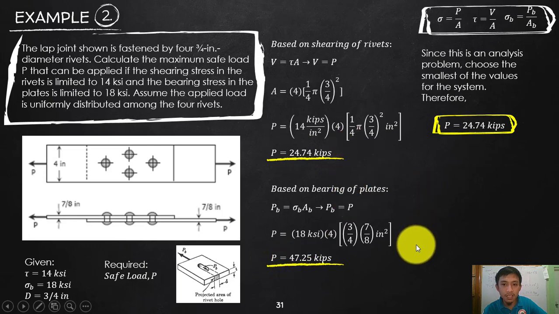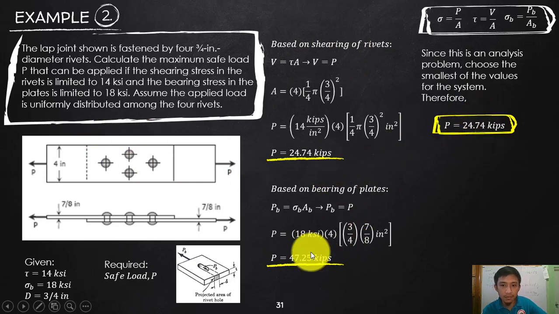As P increases up to 24, still before this 24.74, none of them will fail. But once it reaches 24.74, the rivet will already fail by means of shearing. So that is the maximum that the connection can carry.